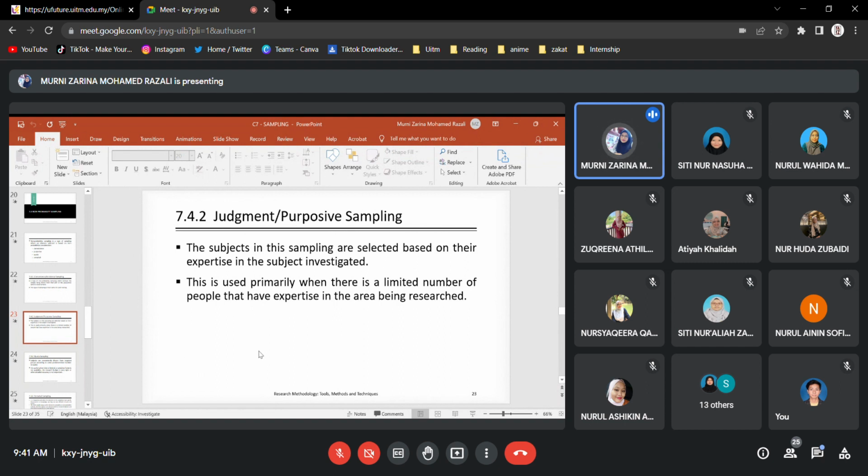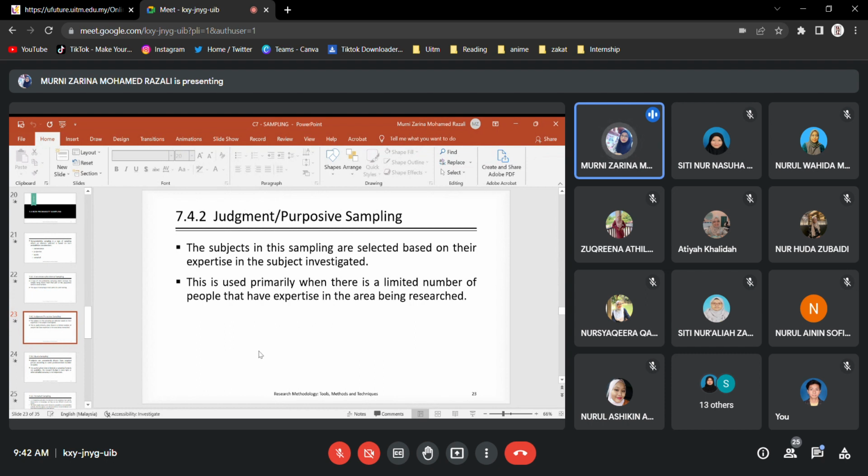And another one is purposive sampling. Basically the subjects in this sampling are selected based on their expertise in the subject investigated. Contohnya, you nak buat pasal online shopping. Jadi you dah tahu population you adalah BA241 and 245 student. Tapi kalau you bagi je tadi, you tak kisah orang tu pernah online shopping ke tak. Tapi kalau purposive ni, you akan tanya, are you familiar with online shopping? Orang cakap yes. So you know how to do the online shopping? Yes. So baru you bagi dia. That is purposive sampling. Maknanya you pilih orang yang boleh give you information about your particular topic, about the subject that is being investigated.